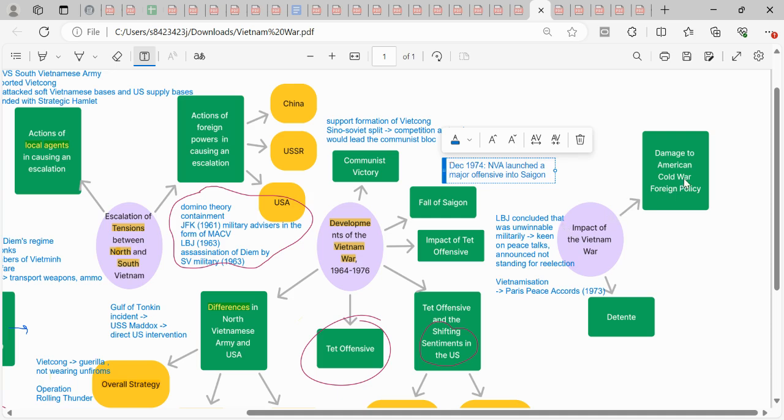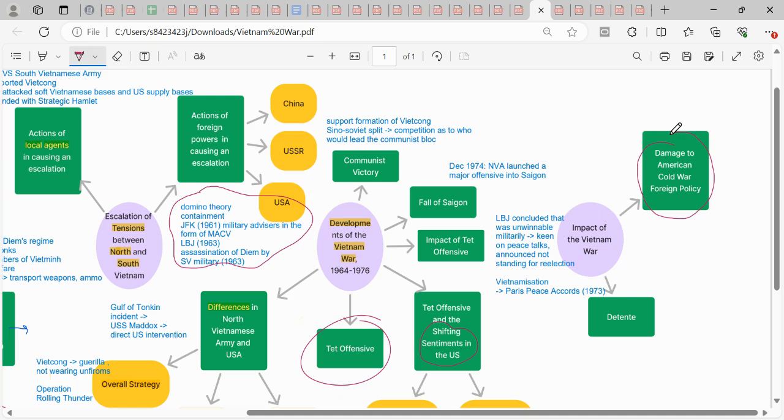Right. Last bit, the damage of the aftermath of the war, the impact of the Vietnam War, damage to American Cold War foreign policy. American prestige was affected. There was domestic self-doubt, and it also encouraged America to relook at how they conducted their external involvements. Okay, so yeah, some of the ideas that came across at the end, the damage to America's image.